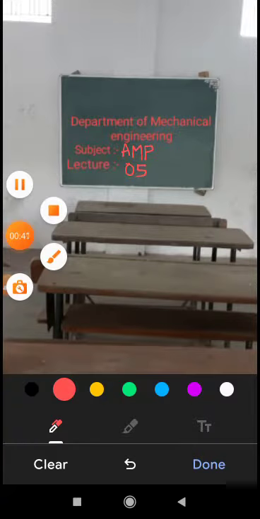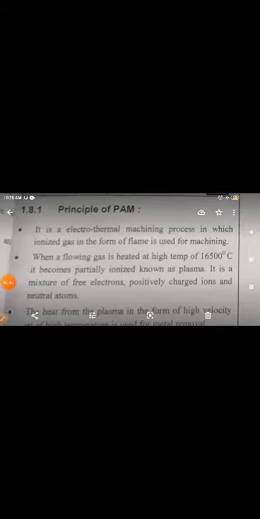Okay, let's start with plasma arc machining. Let's see its principle. What is the principle of plasma arc machining? It is an electrothermal machining process in which ionized gas in the form of flame is used for machining. Electrothermal means that electricity and thermal energy are used.